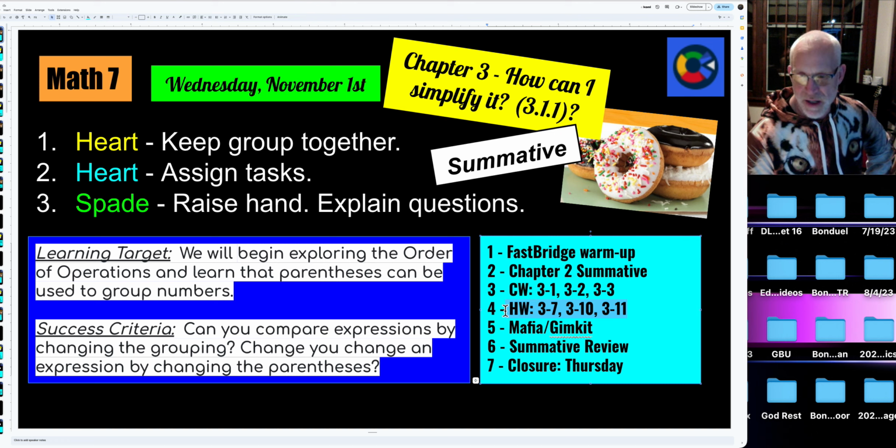We'll take a break here and see where we're at. Are we going to go Mafia Gimkit, or are we going to work on our homework? Or are we going to look at the summative review? We'll figure out where we're at. Then we'll go back to here.